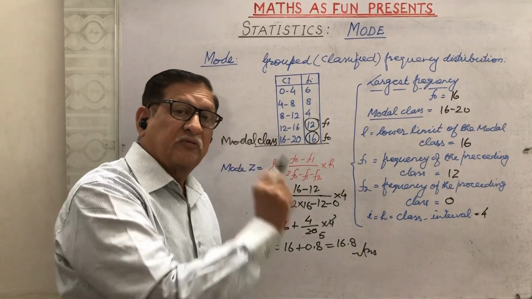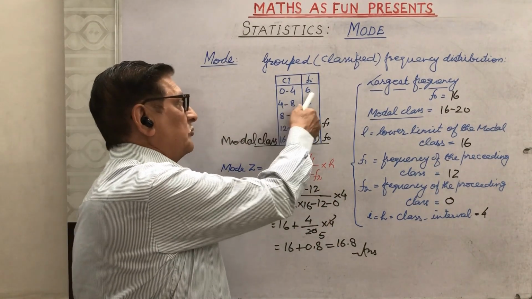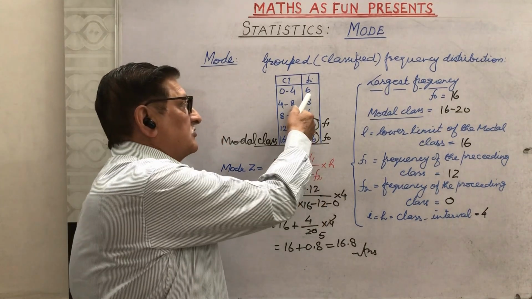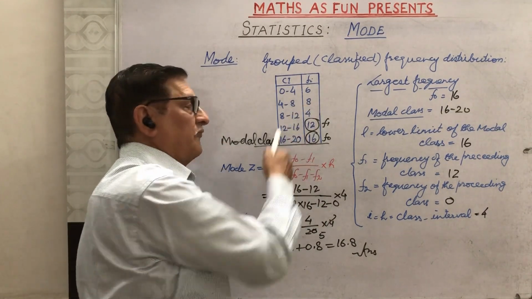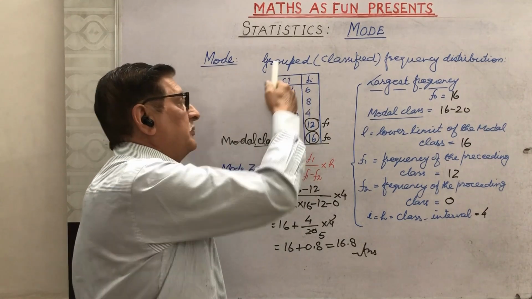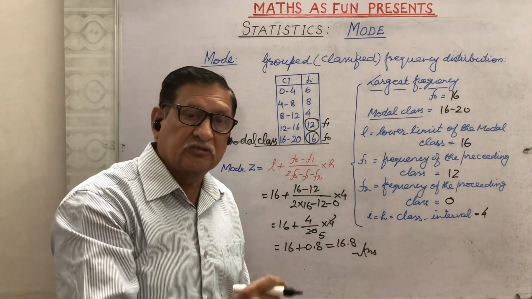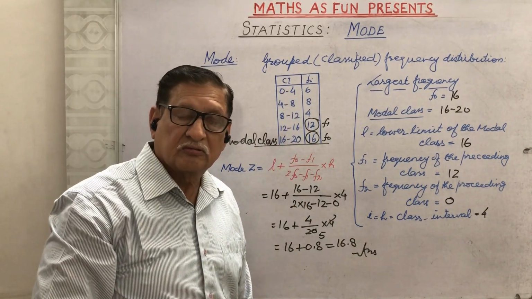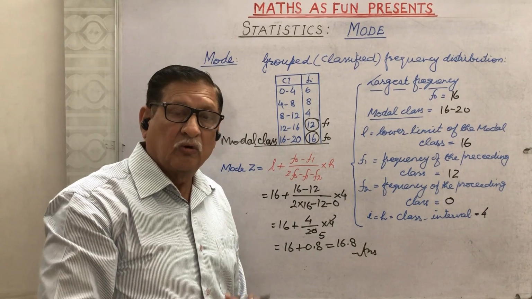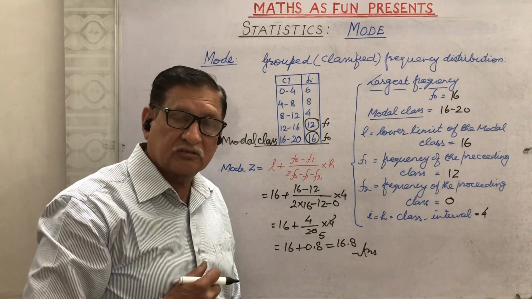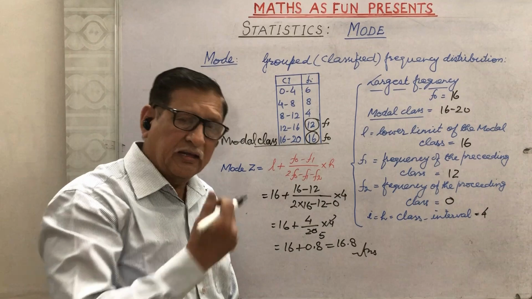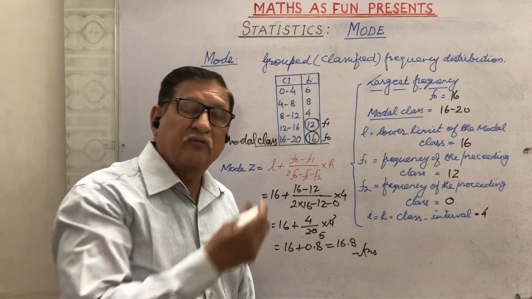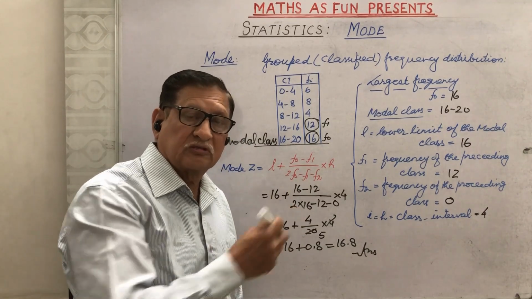In case the largest frequency is of the first group or first class, then this will be the value of F0, but F1 will not be there, so F1 will be considered as 0 and F2 will be taken as whatever is the next frequency, or you can say the frequency of the proceeding class. Like this we can find the mode of any type of problem when we are given the grouped frequency distribution.